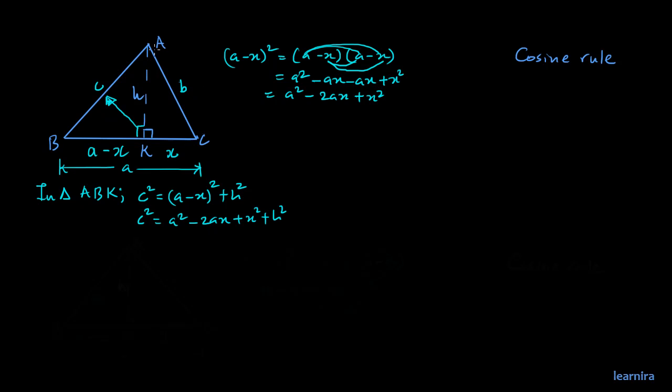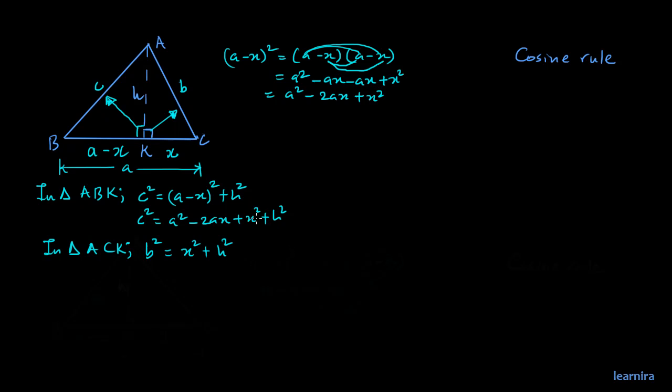Now in the other triangle, the triangle ACK here, we can also apply the Pythagoras theorem. We'll say in triangle ACK, the hypotenuse squared, the side facing the angle 90 degrees, is equal to the sum of the squares of the two other sides. h is one of the sides and x is the other. So we'd say b squared is equal to x squared plus h squared.